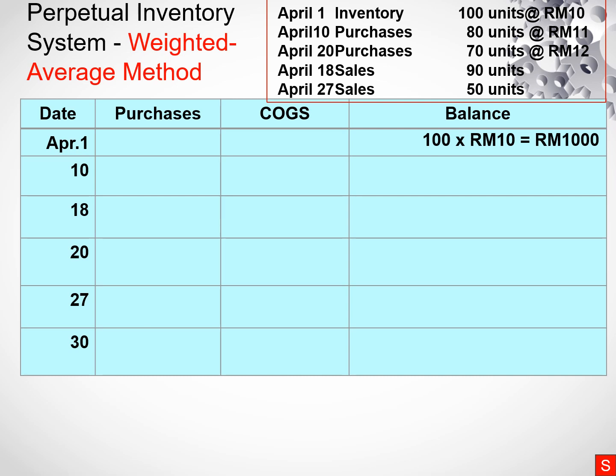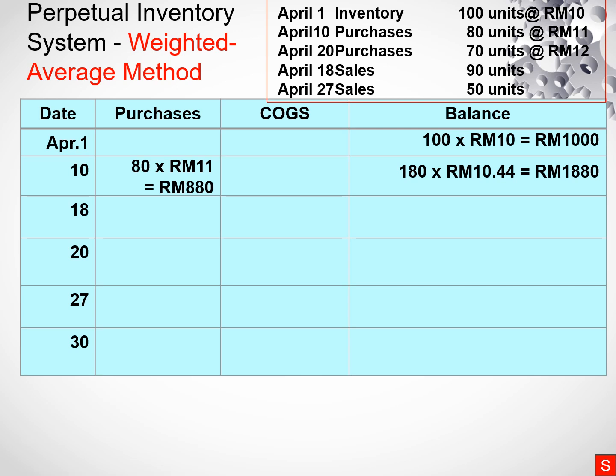The second transaction is on 10 April. That is purchases 80 unit. So write down at the purchase column, 80 unit times 11 equals 880. So the balance is, 100 plus 80 equals 180, and for the cost is 1000 plus 880 equals 1880. But what about the cost per unit?